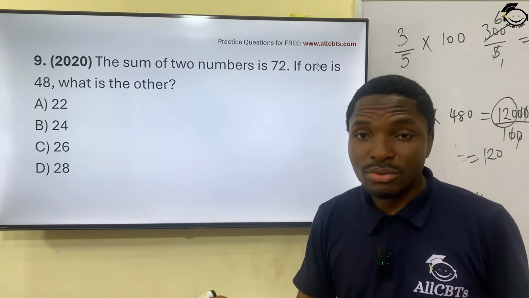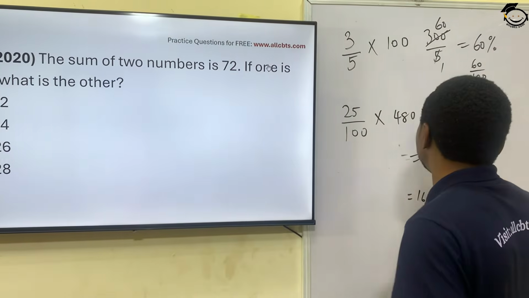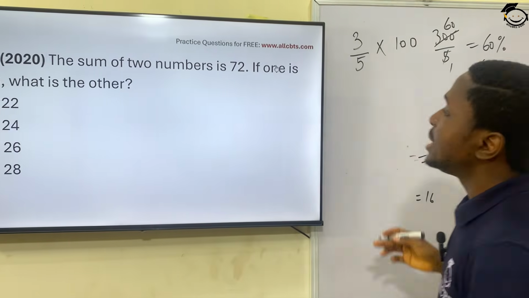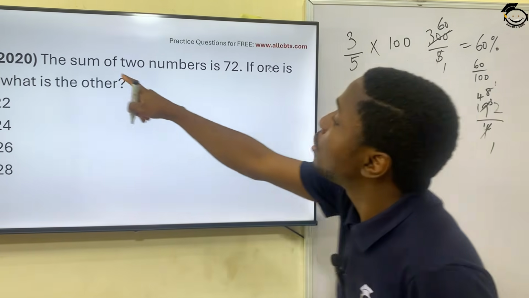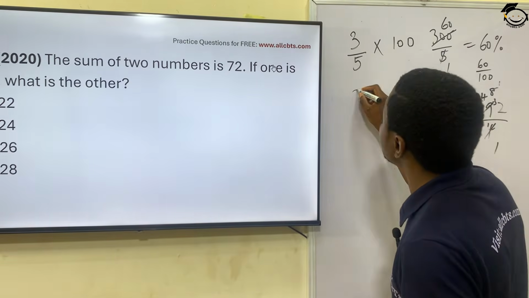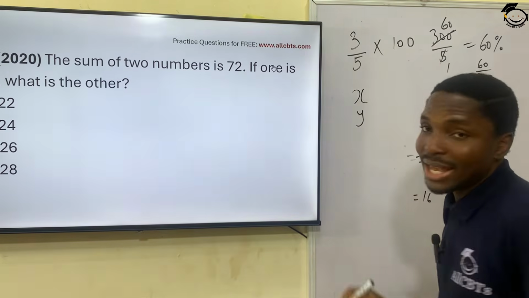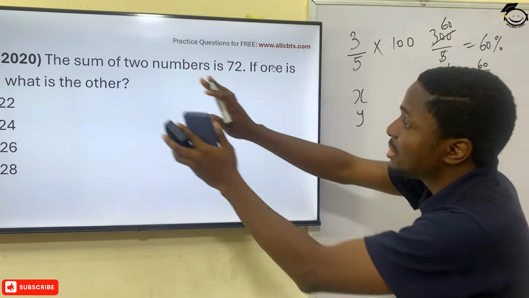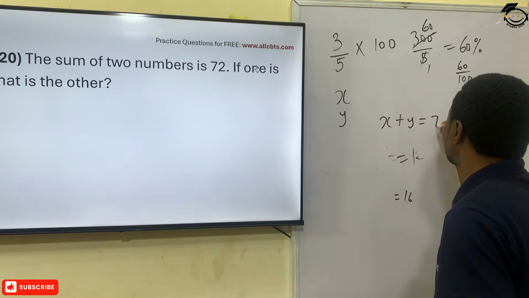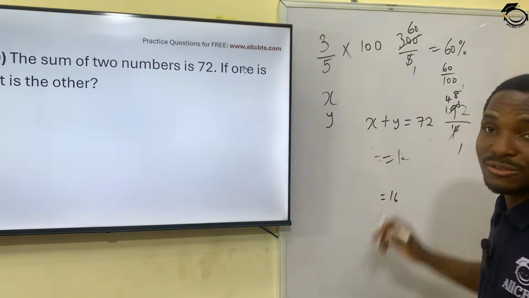This is very simple. One of the simplest questions. There is a mathematical formula for this, but you don't also have to limit yourself to that formula. So let's say the sum of two numbers is 72. Let's say the first number is X, and the second number is Y. What this equation is telling us is that X plus Y equals 72. It says when you add two numbers together, it will give you 72.